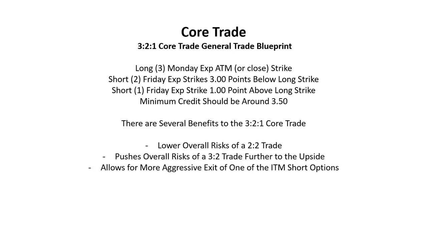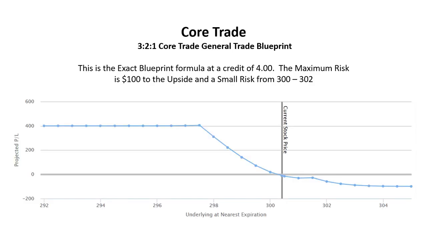And then finally, and probably one of the more important aspects of this, is that it allows for a more aggressive exit on one of the in the money short options. In other words, it benefits step two. I'm not going to get into the mechanics of that, but just understand that that's one of the major benefits of doing a 3-2-1 core trade. The drawback with a 3-2-1 core trade is that sometimes it's not available, and there's a sweet spot timing wise, and I'll touch on that in a second.